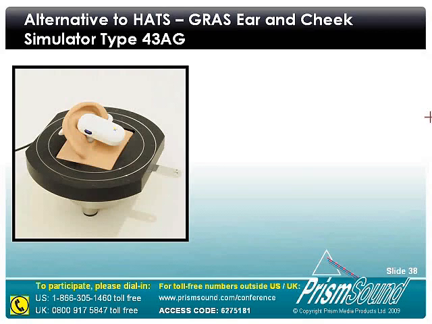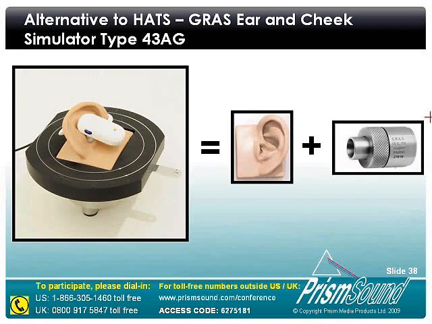And this also incorporates some artificial pinna and a standard IEC 711 coupler, so it also mimics the workings of the human ear. Now, if we wanted to make microphone measurements, and we'll talk about that a little bit later, we would need to use the head and torso simulator complete with mouth simulator. But for the purpose of this measurement, the 43AG ear and cheek simulator suffices for the measurements I'm going to show you today.